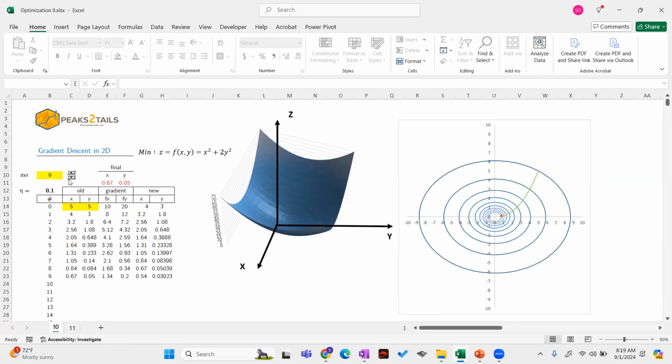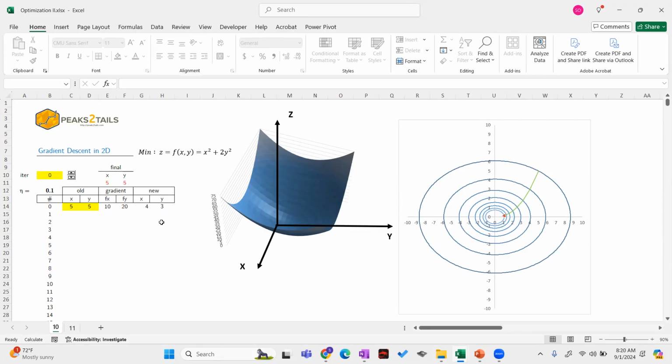Now let's do one thing. Let's choose a different learning rate. Question 100, is this optimization that Excel performs when using solver? Yes, that is correct. When we use the solver GRG nonlinear, it actually uses gradient descent at the back end to find the solution.